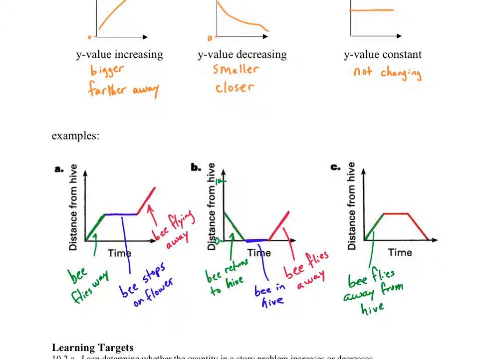And then we have that top part, make that horizontal in blue. So this is going to be, if you're looking at the y value, it doesn't change. So bee stops on flower, same as that first one. Or bee smacks, lands on the glass window or something like that. And then the very last part, this here, is going back down again. So bee returns to hive. To the hive.